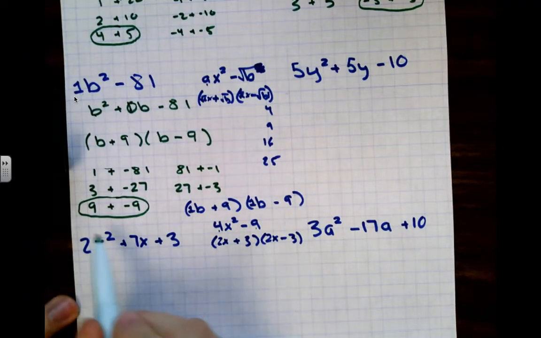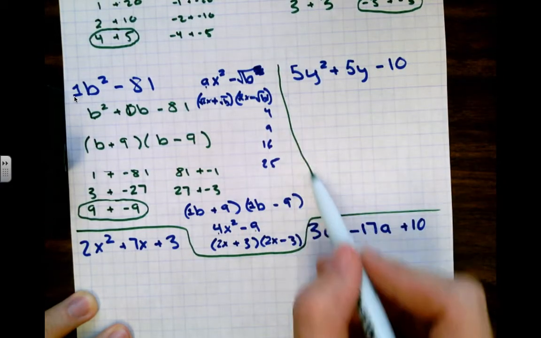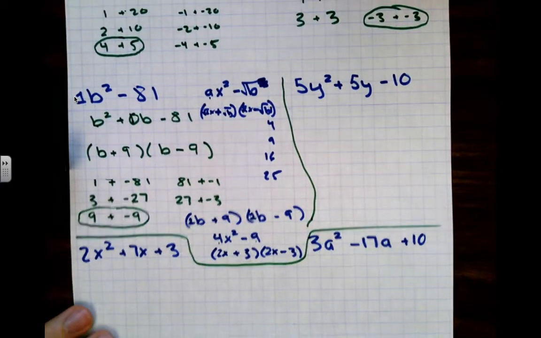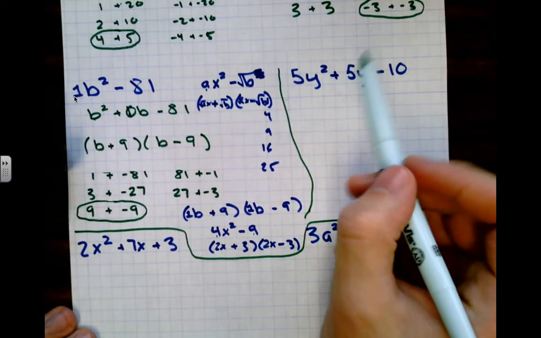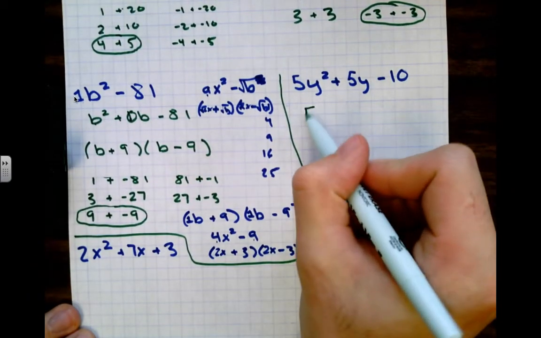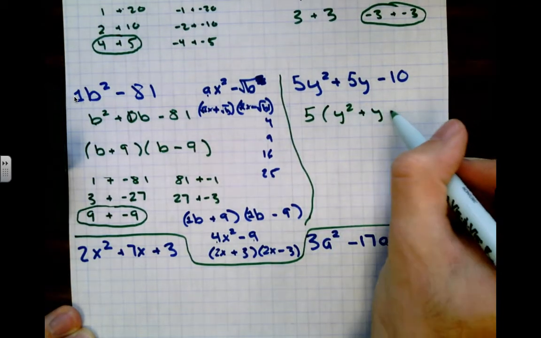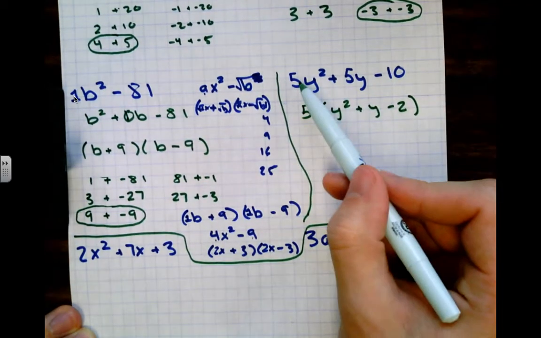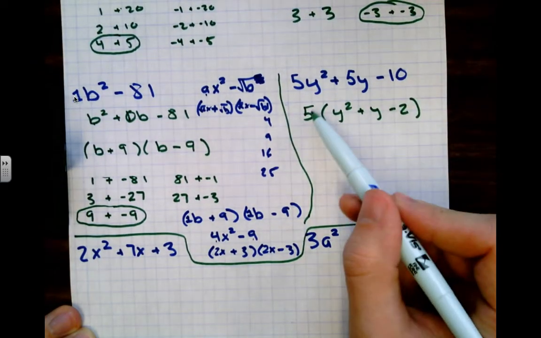Okay, let's separate a few of these. Okay, next example, 5y squared plus 5y minus 10. Looking at this, the first thing I see is that I have a GCF, and my GCF here is 5. So the first thing I want to do is remove 5 from each of those terms. So I factor 5 out here, factor 5 out of there, factor 5 out of there, and I'll write that right in the front.